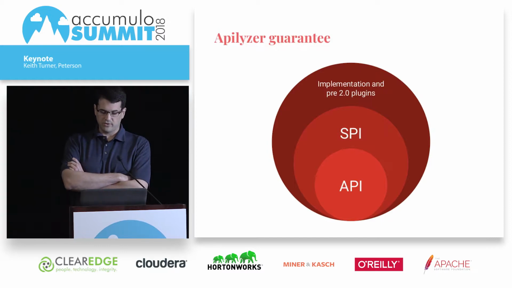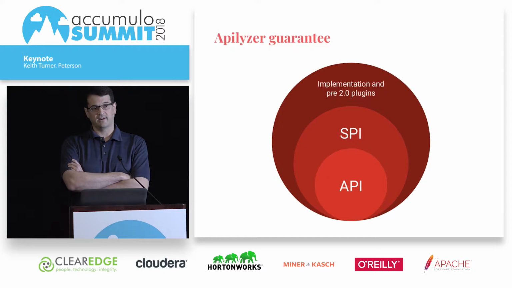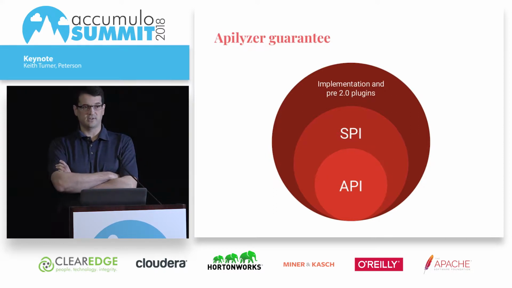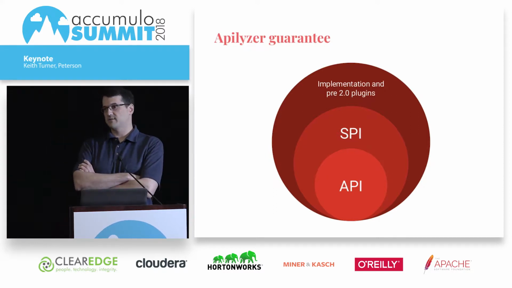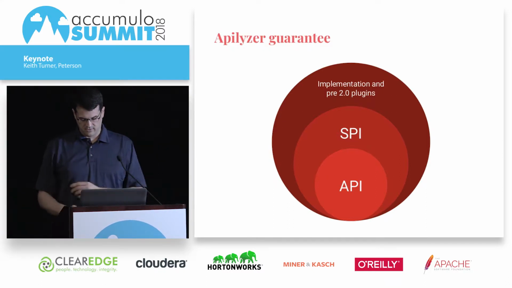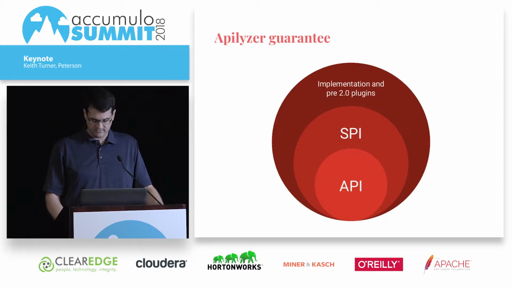So basically what we have in 2.0 is new plugins go in this SPI package, and then we check. So we run these checks in the Accumulo build. Do API types only use API types? And we have this new check, do SPI types only use SPI or API types? And what we're looking for is we want to make sure they don't use implementation types.